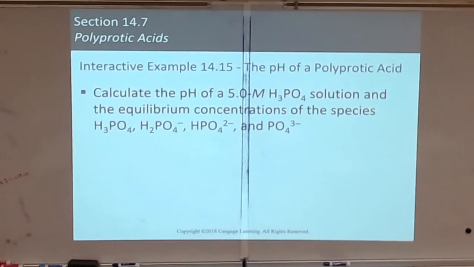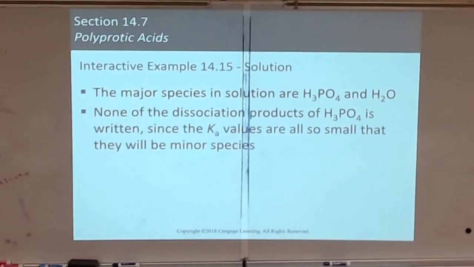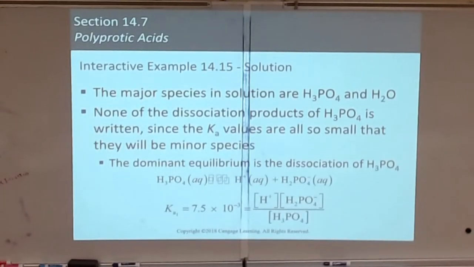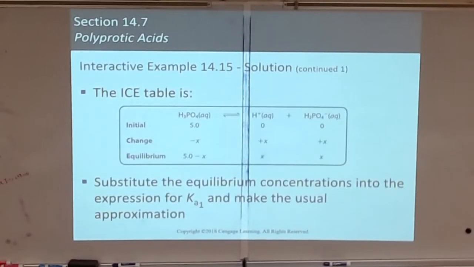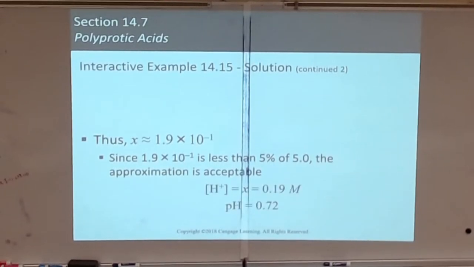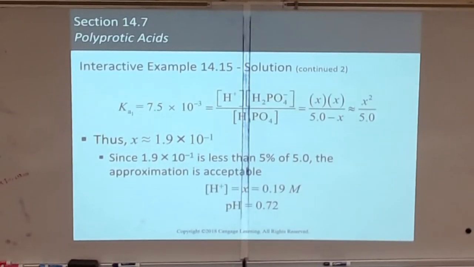We're not going to calculate this because we can do that. We don't actually write any of them. They're all so small. The dominant equilibrium is the dissociation of the first one. So you could plug that in there. You all know how to solve this math. You know how to do it already. We're just going to blaze through it real quick. You could do your little ICE table there, put your equilibrium in there, and figure out your pH of 0.72.